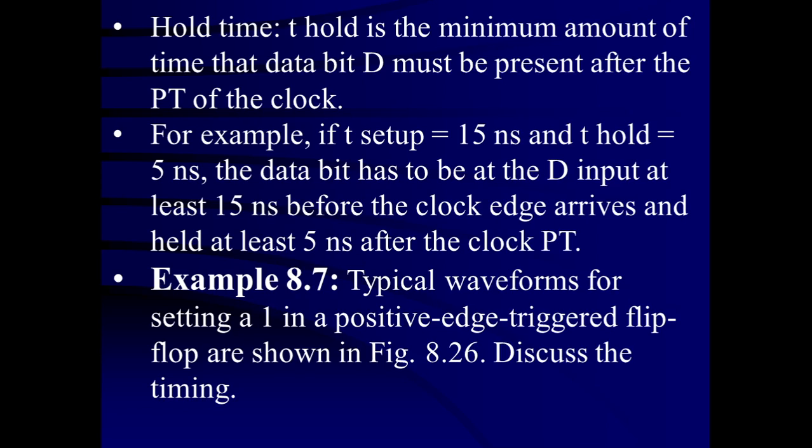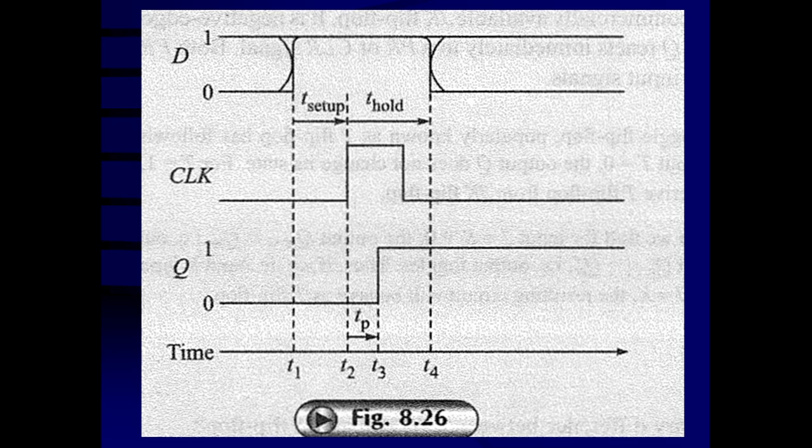Now there is an example related to this one. Typical waveforms for setting a 1 in the positive edge triggered flip-flop are shown in figure 8.26. Discuss the timing. We can discuss the timing in this figure. The lowermost is the timeline. We can take the reference of the clock pulse. This is the positive edge of the clock pulse, which is changing from low to high. At that time, we have designated the instant of time t equal to t2.